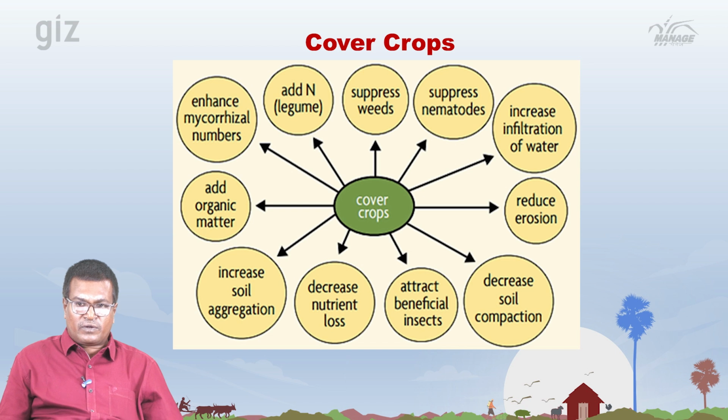And these are the cover crops. After the main crop, we have to take up cover crops. So they have a number of good qualities: they suppress the weeds, suppress the nematodes, increase infiltration of the water, reduce the erosion, decrease soil compaction, attract beneficial insects, decrease the nutrient loss, increase soil aggregation, add organic matter, and enhance the mycorrhizal numbers. So it will have many beneficial impacts on the soil.